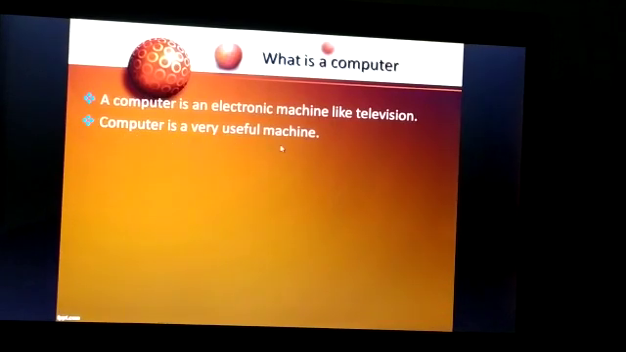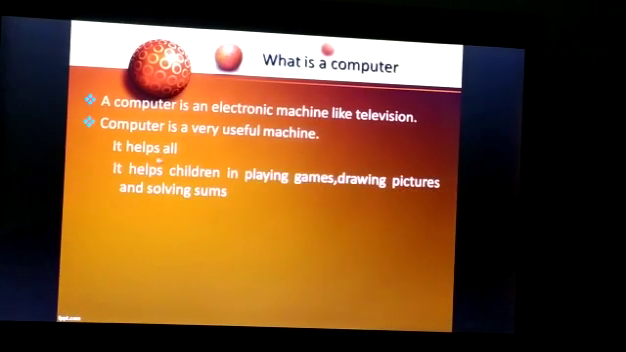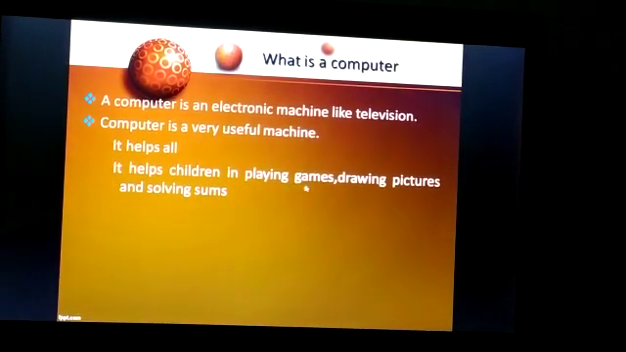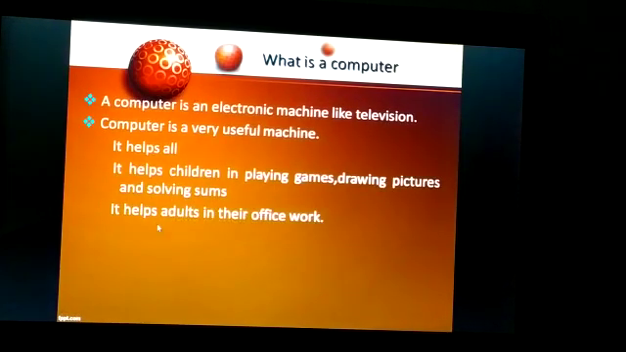Computer is a very useful machine. It helps all. It helps children in playing games, drawing pictures and solving sums. It helps adults in their office work.